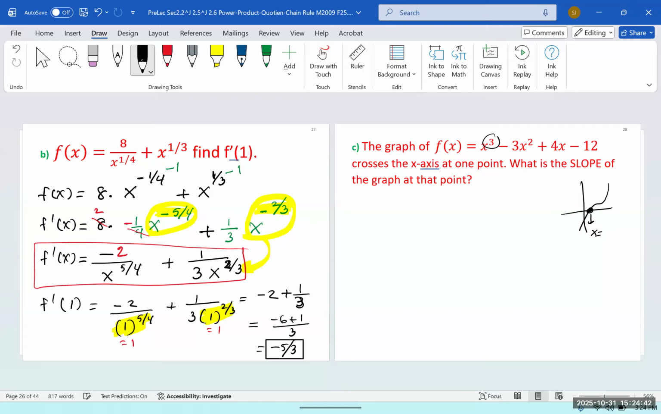So we are looking for this x value. What is the slope at that x value? They did not tell us the x value. But how do you find this x value? Wonderful. What's the name of this point here? X-intercept. How do you find x-intercept? Set y to 0. So first you have to find what's the x-intercept.